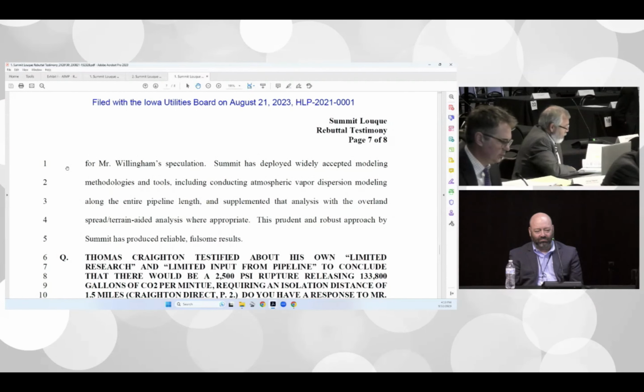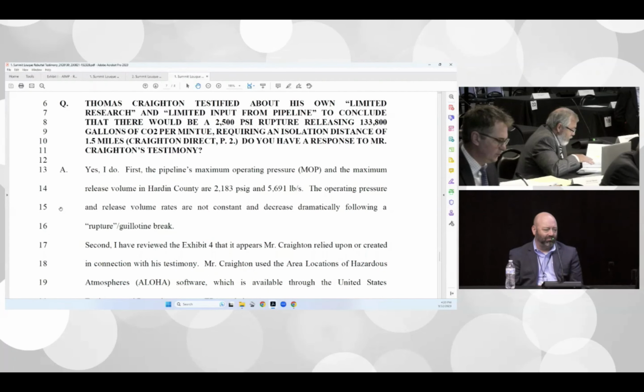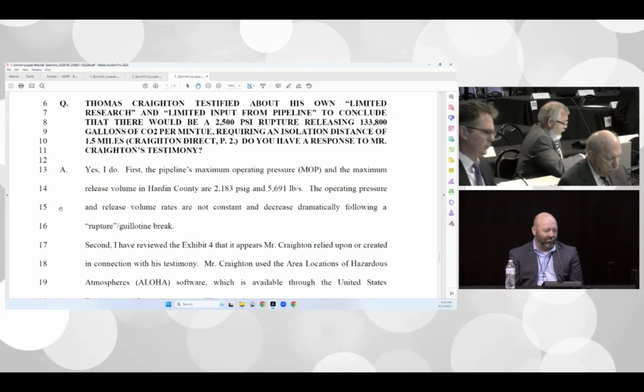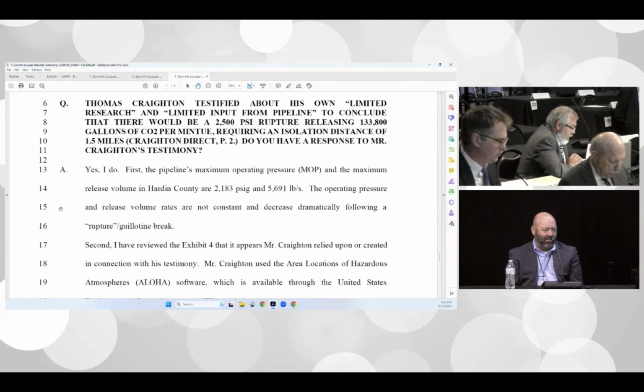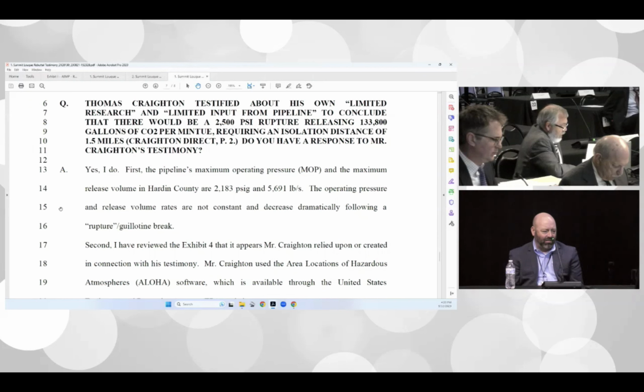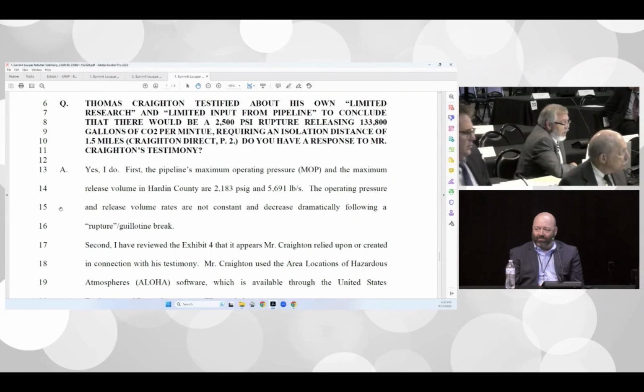Looking at your rebuttal testimony on page 7, you were addressing some of Mr. Creighton's testimony, and I wanted to ask about some of the pressure that you mentioned in your answer on page 7. You say the maximum operating pressure in Hardin County is 2,183 PSIG. I know PSI is pounds per square inch. What's the G for? Gauge. It subtracts atmospheric pressure from the pressure in the line.